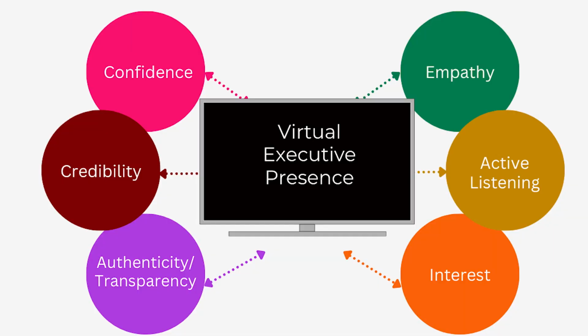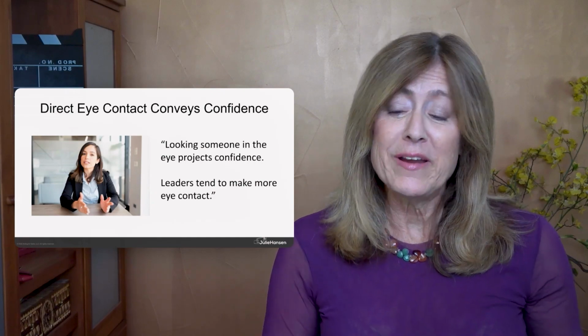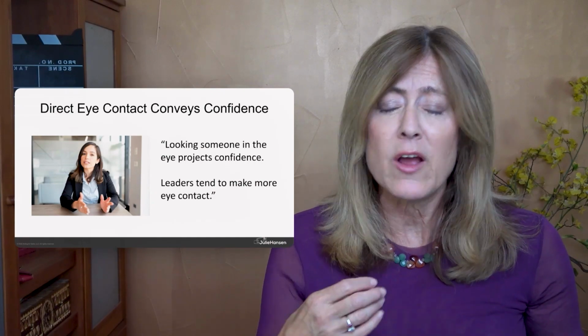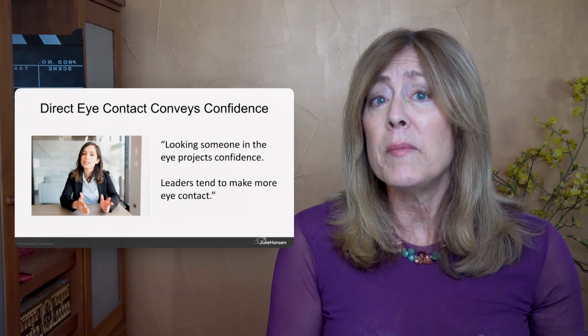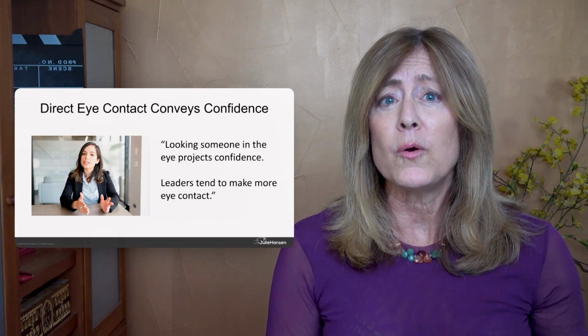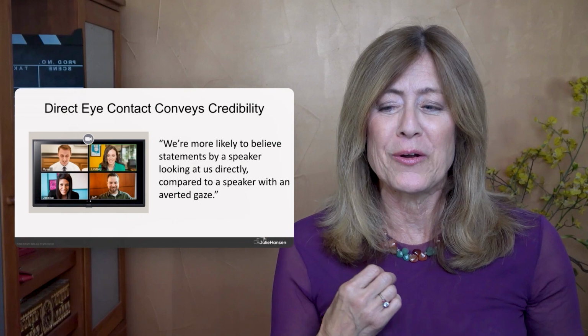Let's look at a couple of the qualities that express virtual executive presence and what happens on camera when we try to express those the same way we do in person. So for instance, one of the ways that we determine whether someone is confident or credible is through direct eye contact, right? We associate direct eye contact with having confidence. There's studies that show that leaders tend to make more direct eye contact. So that's a learned behavior, a learned trigger.